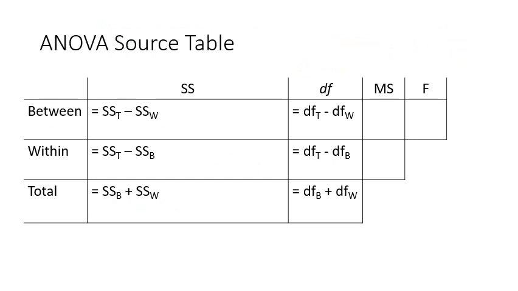So if we're looking at the first step to our source table, we've got just some formulas we can plug in. We can't get to the end yet. These aren't our final formulas, but we can look at this. Our degrees of freedom total, down here at the bottom, is equal to degrees of freedom between plus degrees of freedom within. From that, simple algebra gets you to degrees of freedom between equals total minus within, and degrees of freedom within equals total minus between.